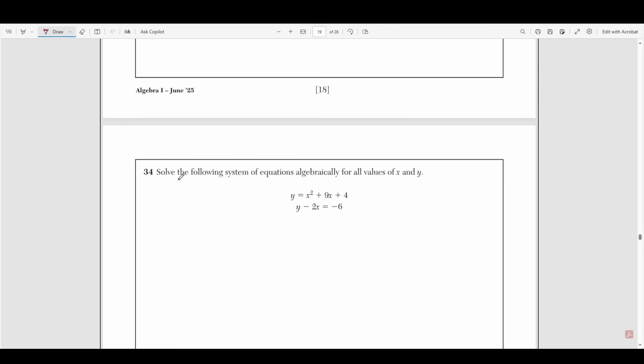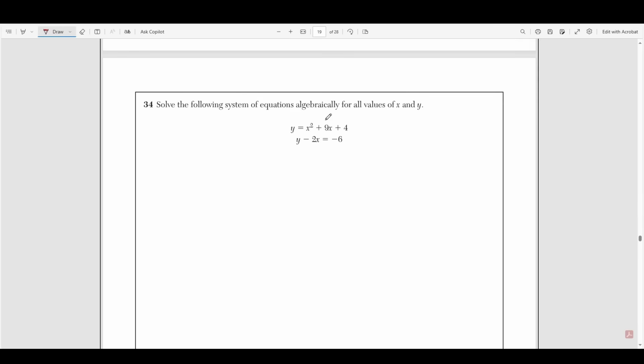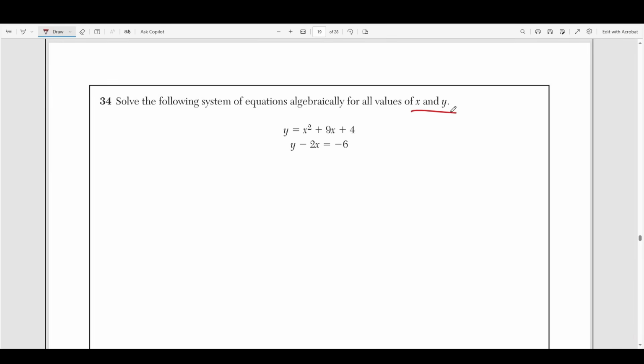So number 34 asks us to solve the following system of equations algebraically for values of y and x. That's important. When we're solving a system of equations, we just want to plug in values.